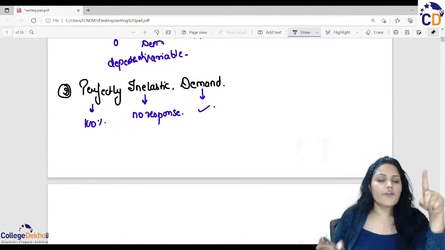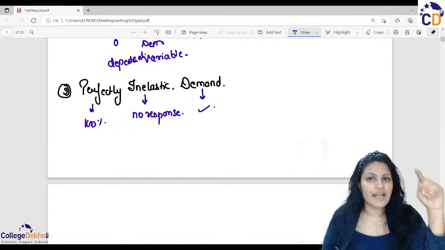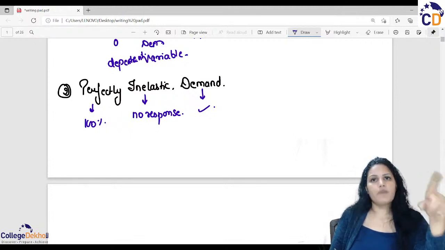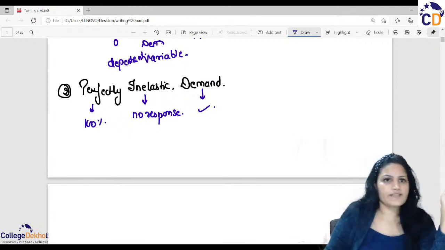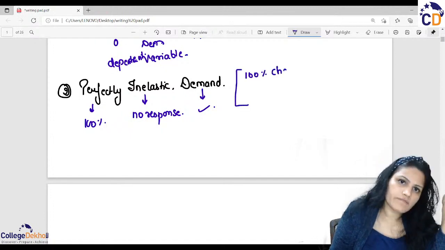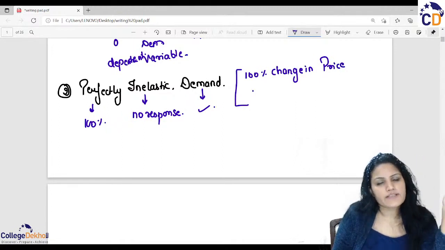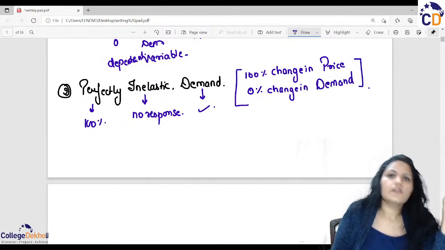If there is 100% no change in demand, that means 0% change in demand, it automatically converts to a 100% change in the price. So here a 100% change in price affects 0% change in demand.